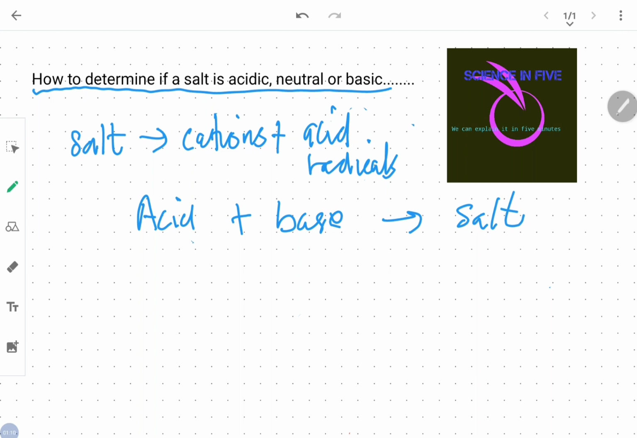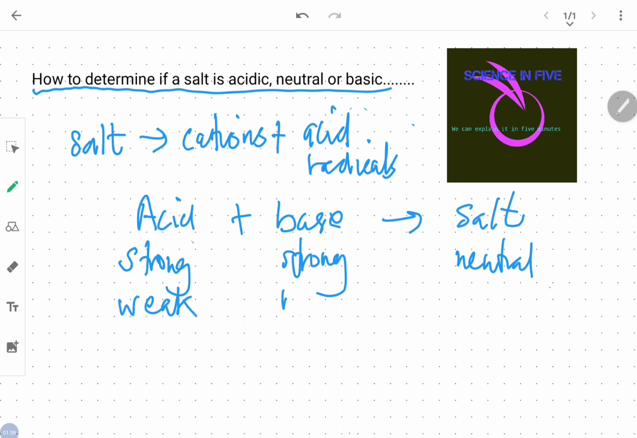Salts are made when we have neutralization reactions. So all you have to do is look at the acid and the base that made the salt and then determine whether it's acidic or basic. If the acid is strong and the base is also strong, they both sort of neutralize each other, and then the salt will also be neutral. Neither one of them is dominating. If the acid is weak and the base is also weak, then again the salt formed will also be a neutral salt.